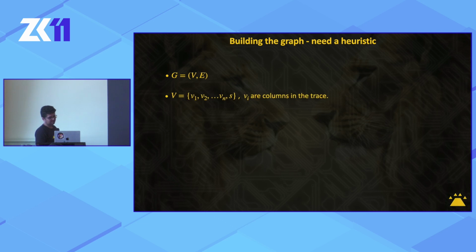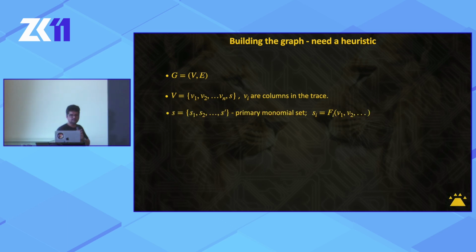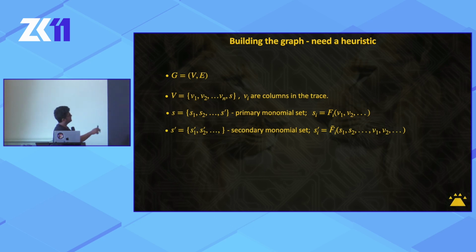So the heuristic is the following. We're going to define all the columns in the trace table as vertices. And then we are going to define primary monomials, which are just functions of these vertices. Basically, if you have columns A, B, and C, and you want to compute an expression like A, B, C, that would be an example of a primary monomial. And then you can also have secondary monomials, which are functions of the primary monomials as well as the columns. So you can keep on going in a sequential way and build a lot of such sets and subsets and so on. But for this talk, this is sufficient.